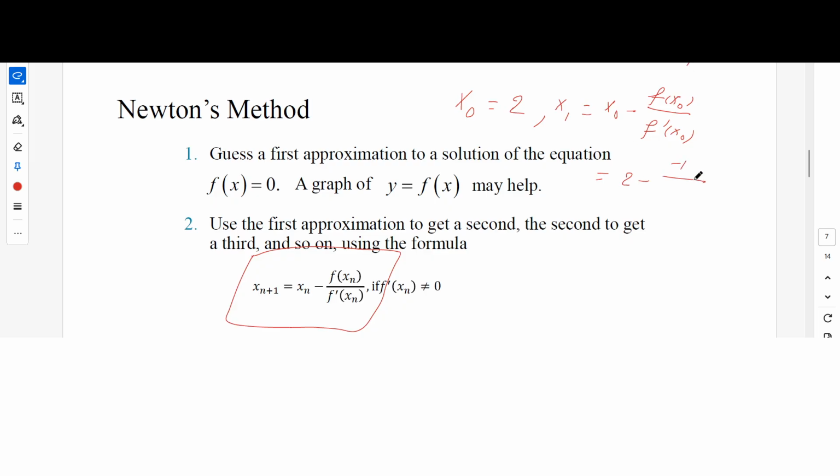So -1 goes on the top. What is the derivative of this function? The derivative of this function is 2x. So the value of the derivative at x0, which is 2, is 4. So we can put 4 here. So the next case would be 2 plus 1/4, which is 4 times 2 is 8 plus 1 is 9/4.